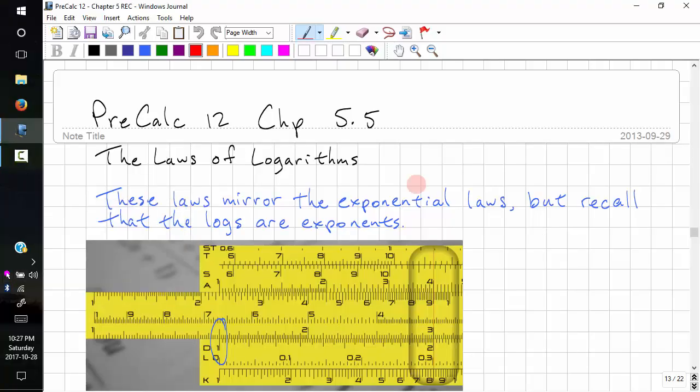This is Pre-Calculus 12, Chapter 5.5. We're going to be looking at the laws of logarithms. These laws mirror the exponential laws, but recall that the logs are exponents.